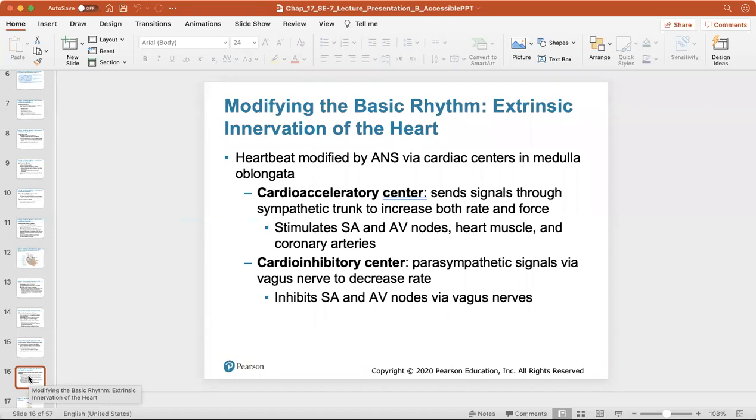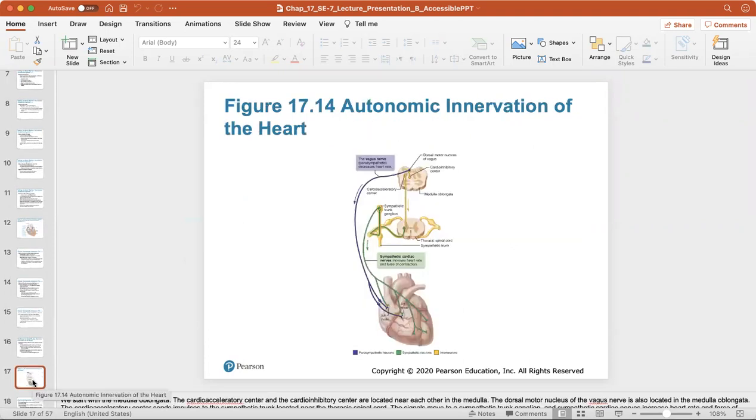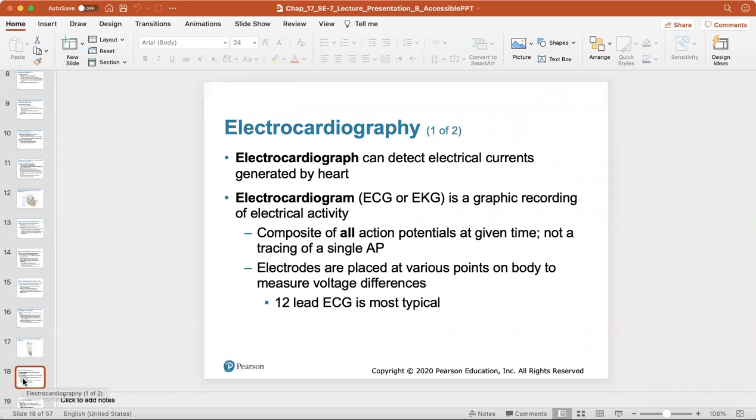The heartbeat is modified by the autonomic nervous system, as we remember, via cardiac centers in the brain, the medulla oblongata. The cardioacceleratory center sends signals through the sympathetic trunk to increase both heart rate and force, and the cardioinhibitory center is via parasympathetic signaling, and that is via the vagus nerve to decrease the heart rate. So this is just to look at autonomic innervation of the heart, whether it's by the vagus nerve, the parasympathetic innervation will decrease the heart rate, or sympathetic innervation by the cardiac nerve will increase heart rate and the force of contraction.